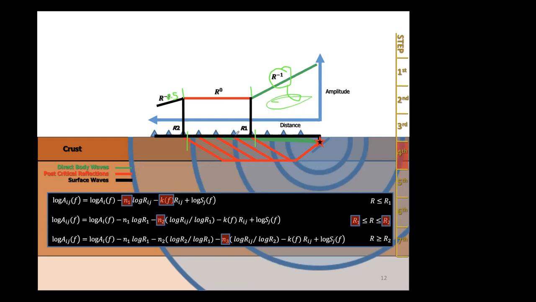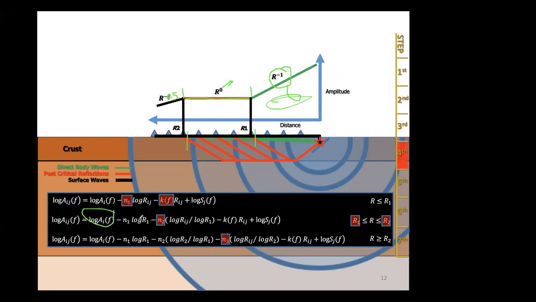Okay, so for distances between R1 and R2, when the post-critical reflections join the body waves and somehow amplify them, we expect our geometrical spreading to decrease, and it somehow results in the geometrical spreading being zero. But for distances between R1 and R2, our equation would be like that.